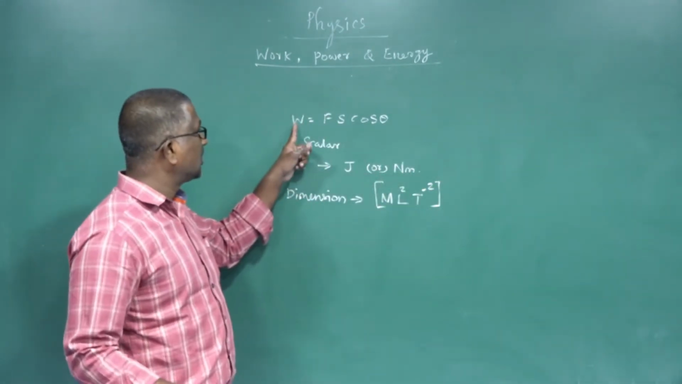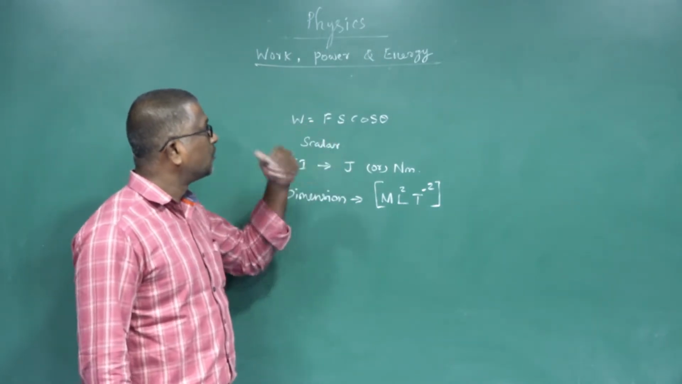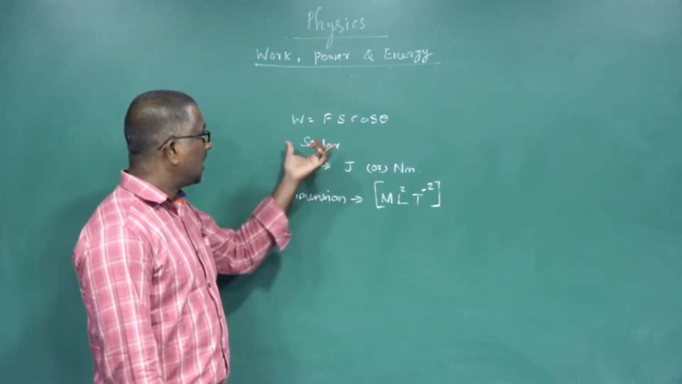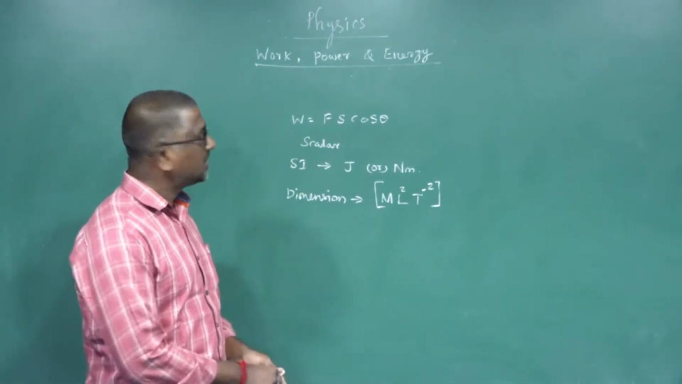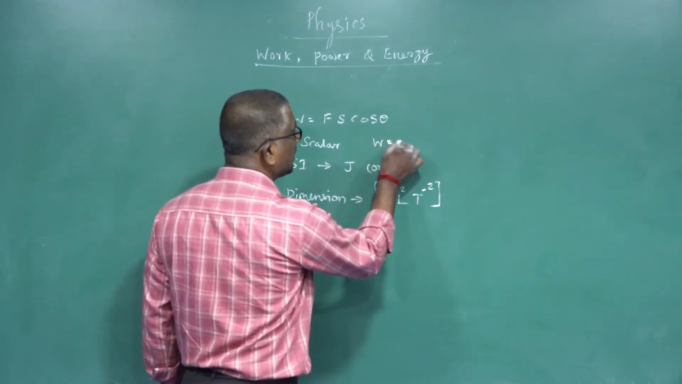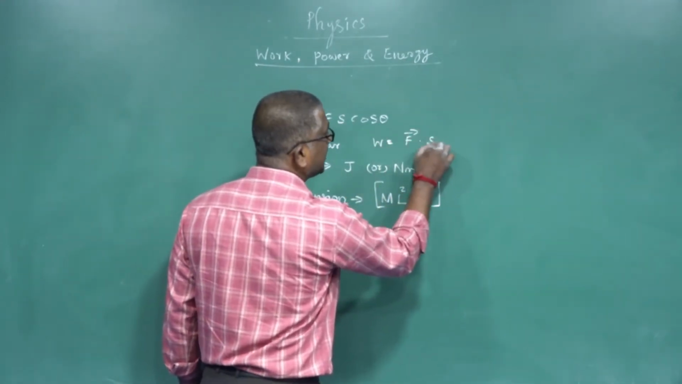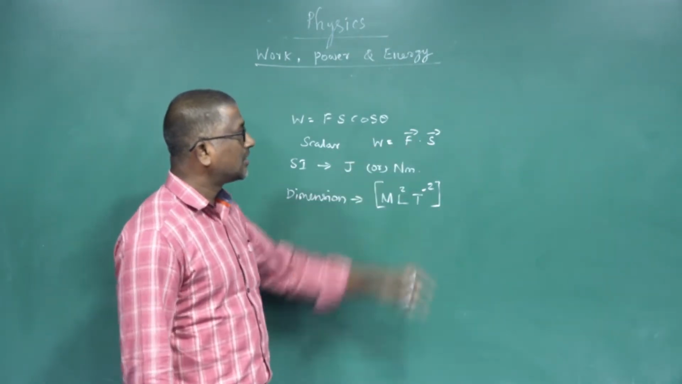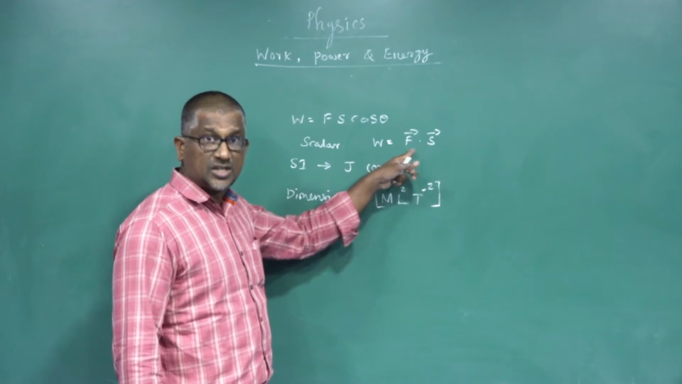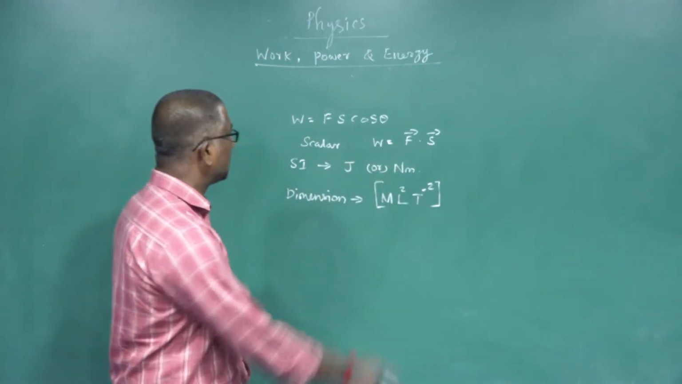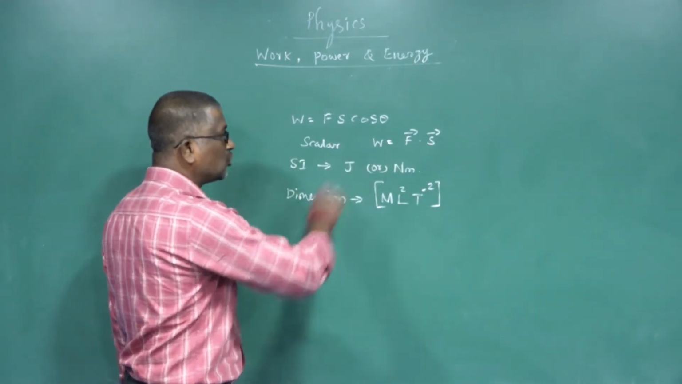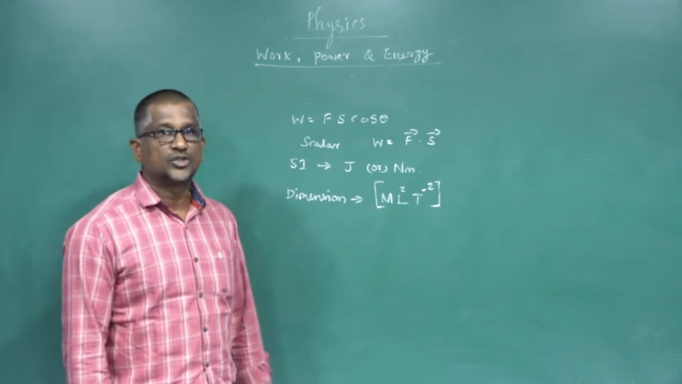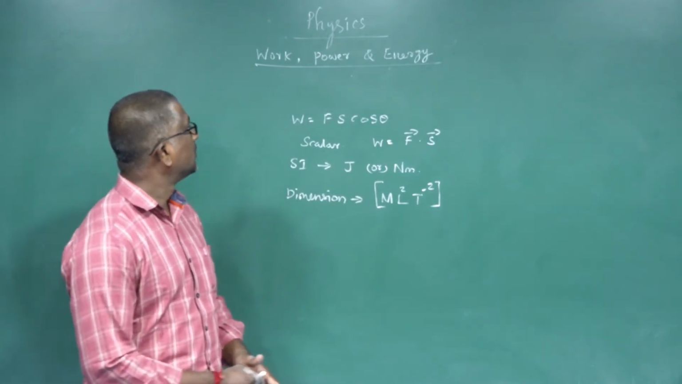Work done, general expression W is equal to Fs cos theta, where F is the force acting on a body, S is the displacement of the body, and theta is the angle between force and the displacement. Work done is a scalar quantity, but it can be written in vector form. The vector form of work done is W is equal to F vector dot S vector. This is the dot product, because force and displacement are vector quantities, whereas work done is a scalar quantity. So work done is a scalar, its SI unit is joule or Newton meter, and its dimensional formula is M L power 2 T power minus 2. So this is about work done.